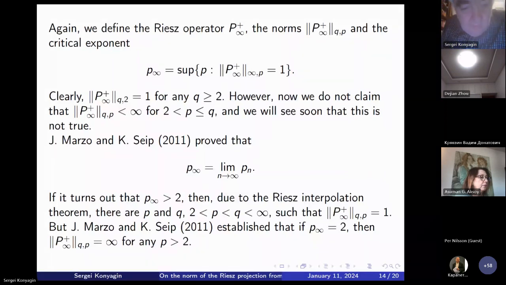But they proved that if p infinity is greater than 2, then, also by the Riesz theorem, there are some p and q such that the norm of the Riesz operator from L^q to L^p is 1. But if p infinity is 2, then this norm is infinity for any p greater than 2 and for any q. So the principal question was to understand if the limit of the critical exponents, the limit of p_n, is 2 or it is greater than 2.